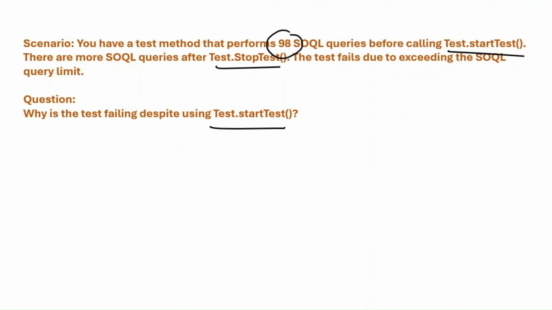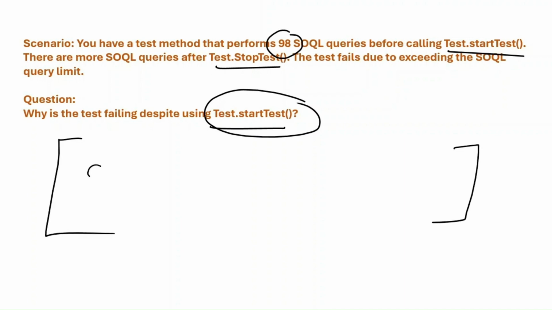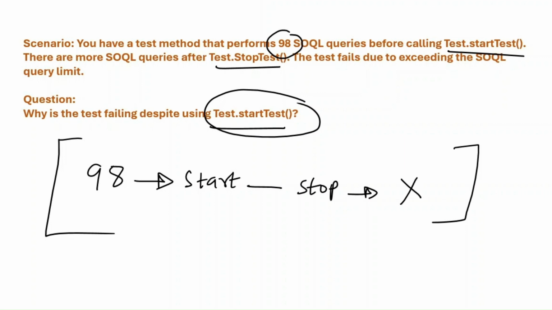So we already know we use test.startTest and stopTest because it gives us a new set of governor limits. So we can put in more DML, SOQLs, everything. We can have more positive and negative test case scenarios inside our test class, right? So that's why we use startTest and stopTest. But here in the test method, you have already performed 98 queries and then you have called startTest, and then in between start and stop you made some more SOQL queries, and there are again more SOQL queries to happen after test.stopTest, and the code fails at this point.